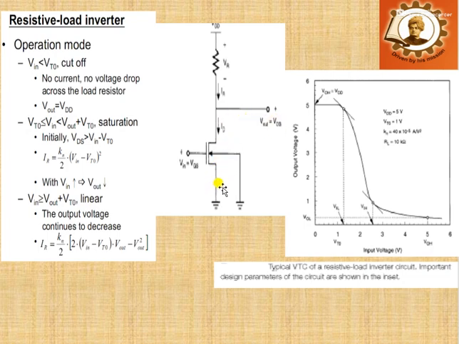When Vin is less than the threshold voltage, the MOS is off, so Vout will be equal to VDD. When Vin is greater than VTH, Vout will be equal to 0. So this is the simplest structure of an inverter using a MOS, and there are disadvantages of this type of resistive load NMOS inverter.